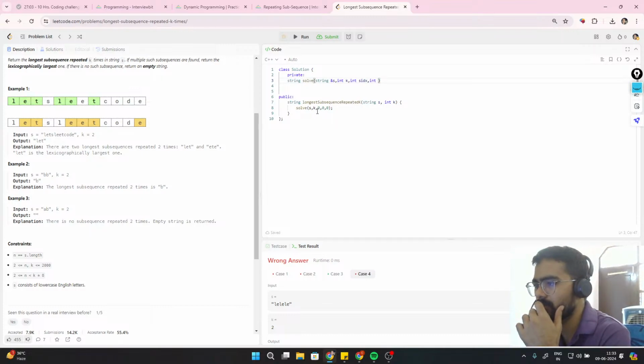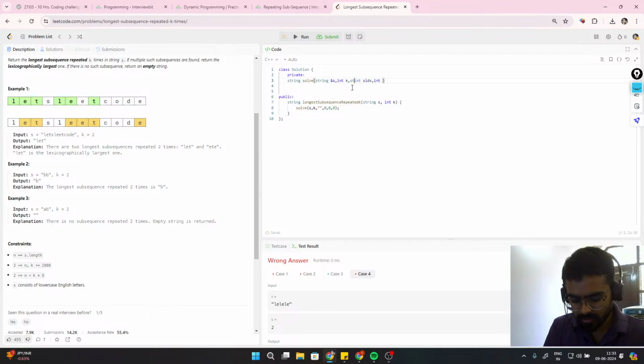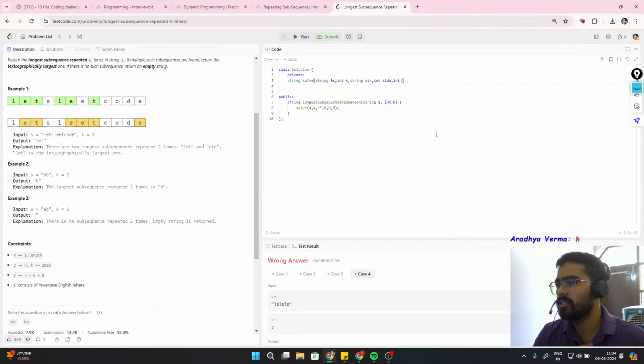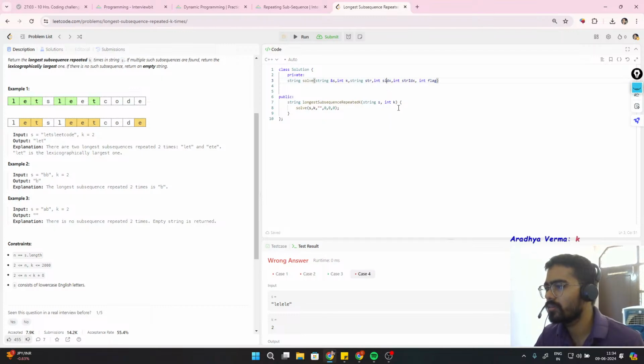Should I pass an empty string also? I don't know if the time complexity will help me or not in this case, but let's see. sidx is my string index, and this idx will be my str idx. So maybe str idx and flag.